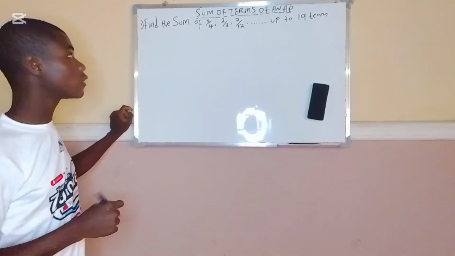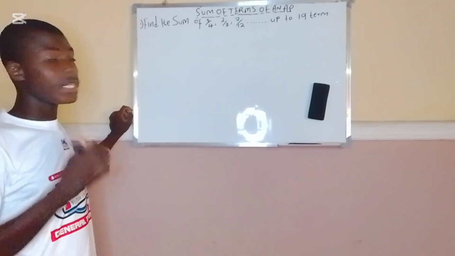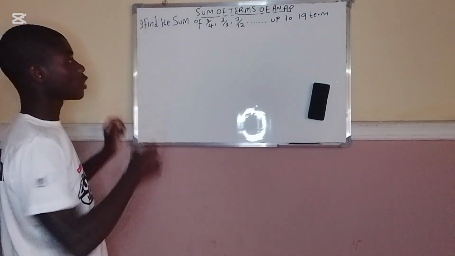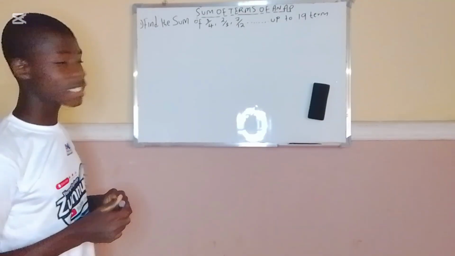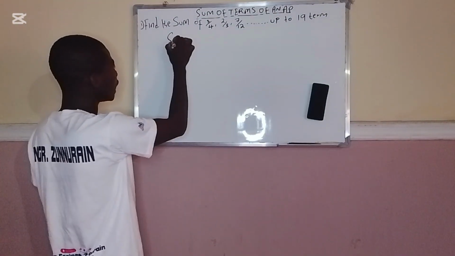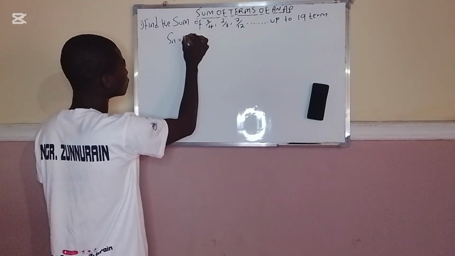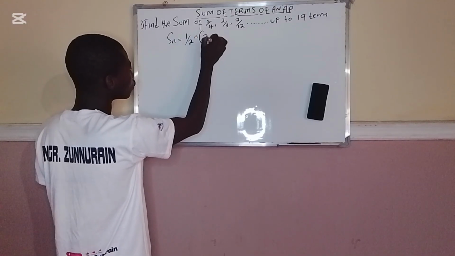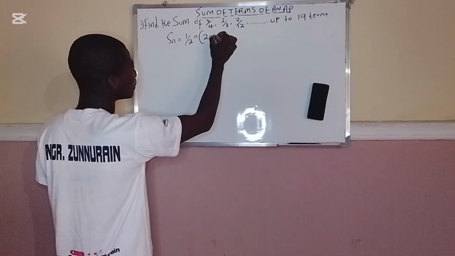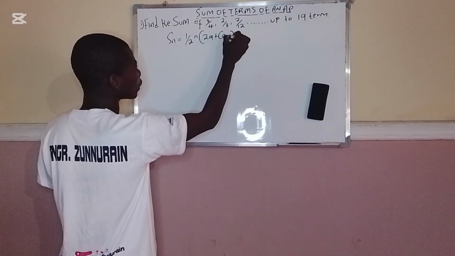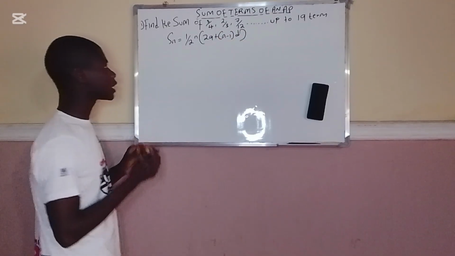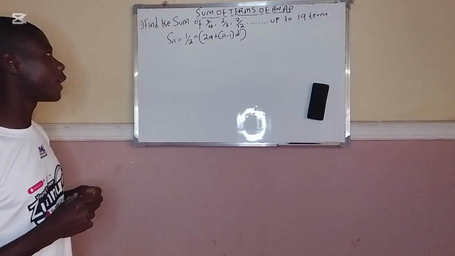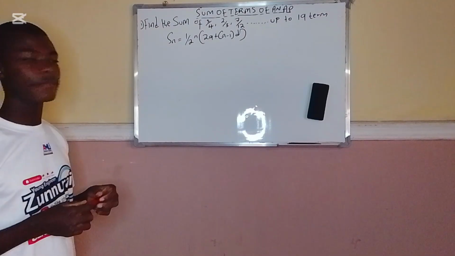So in order to find it easily, we have to use the sum of terms of an AP. There is a general formula: S of n equals 1/2 of n into 2a plus (n minus 1) into d. This is the general formula for finding the sum of terms of an AP.